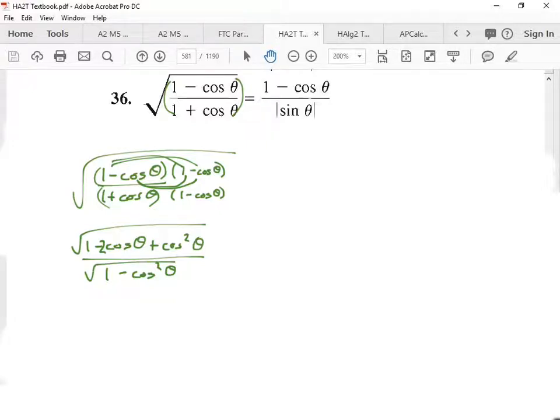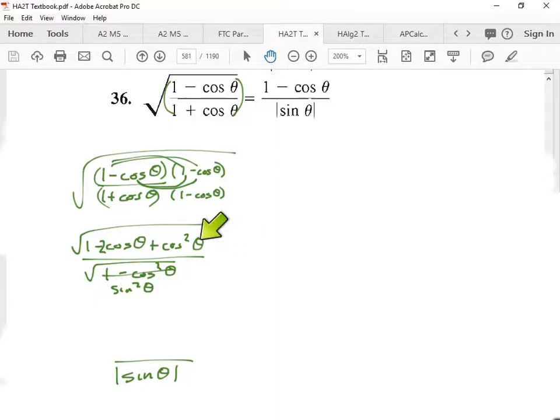Oh, do you guys see an identity? I almost missed this. This is sine squared theta. Do you guys know what the square root of sine squared theta is? Sine theta. Yeah, is that positive or is that negative? How do you know? No, it is. But we do have to say sine theta, and we have to put absolute value bars around it because we got to make sure that that's positive.